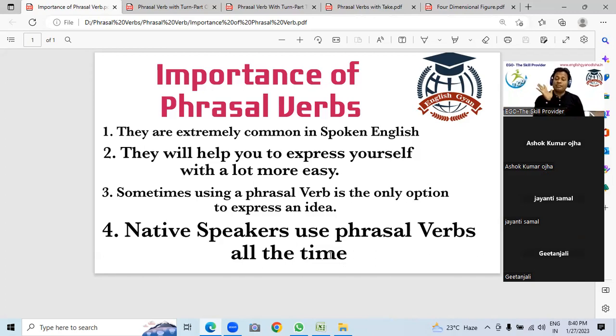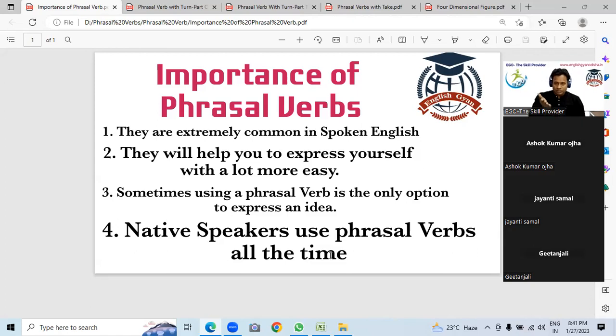So this is something called the four, or you can say the positive factors, the pros of using phrasal verbs in a sentence. If you use a phrasal verb in a sentence, you will get this much benefit. So why are you not using phrasal verbs? You say, sir, I'm not getting the right kind of phrasal verbs.